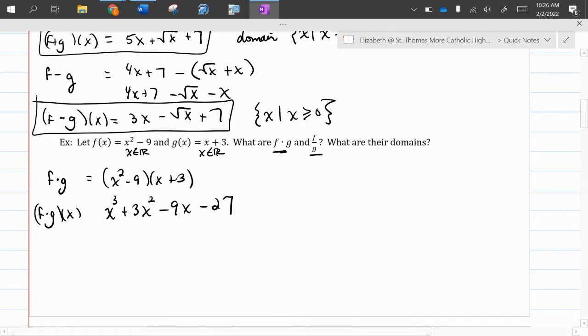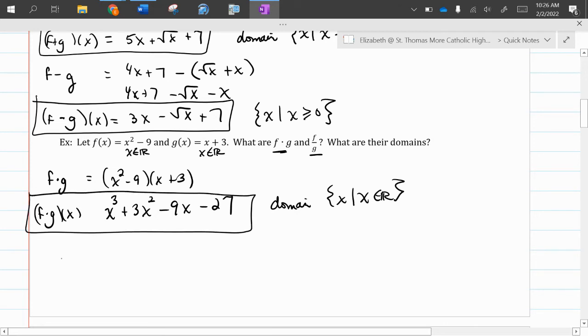And so therefore, the domain of our product, which happens to be a cubic, which is also a polynomial, we'll say the domain is all real numbers. Okay, so there's f times g. Now let's do f divided by g.